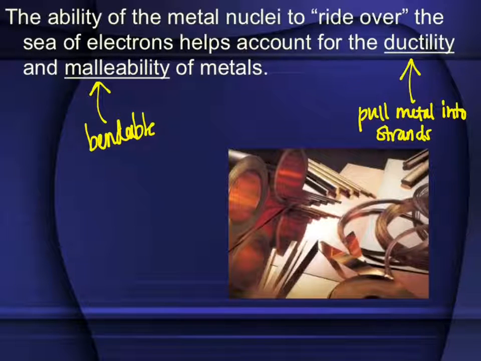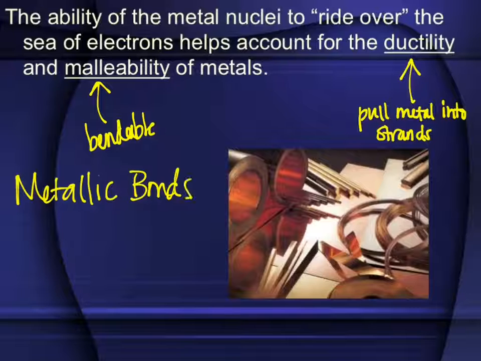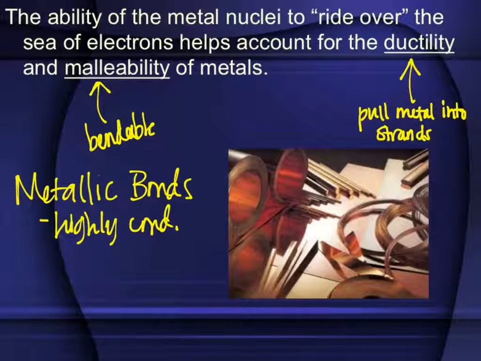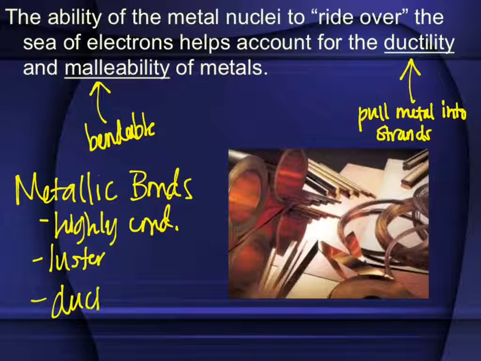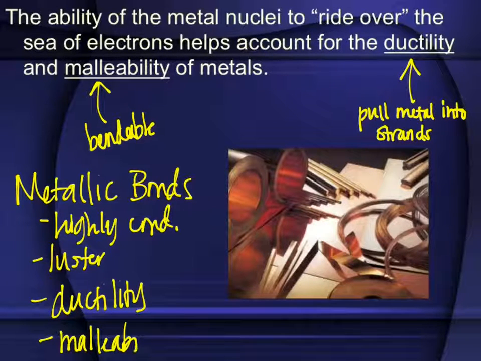Okay, so the four properties of metallic bonds, all because of the electron sea, are highly conductive, luster, ductility, and malleability.